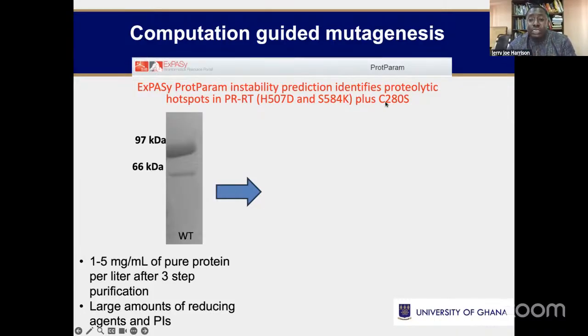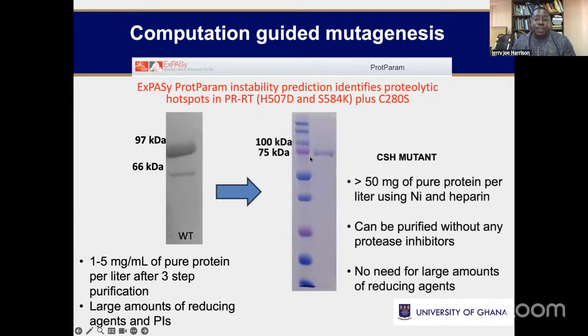which is a surface exposed cysteine that also causes some aggregation. So I mutated the C280 to a cysteine, a serine, sorry, and then mutated H507 to a D and S584 to a K. And to our surprise, that protein was very well expressed. You could purify tons of it from a liter of prep. In fact, you could get more than 50 milligrams of purified protein, with a very simplified workout without even needing any protease inhibitors. And the protein was intact.